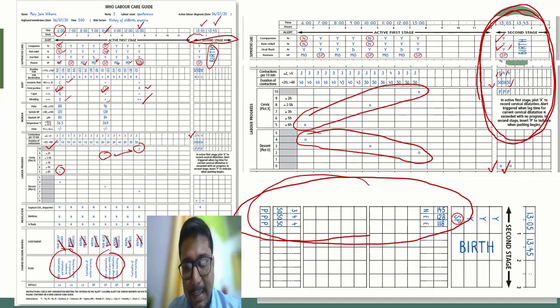So this is the second stage monitoring. I have just made a zoomed copy here for your analysis, and I have zoomed this area, like here how the plot is done and how the head descent is done. So there is no alert line, action line, just to guide that this is more individualized based on the maternal characteristics, giving more liberty to the lady, right?